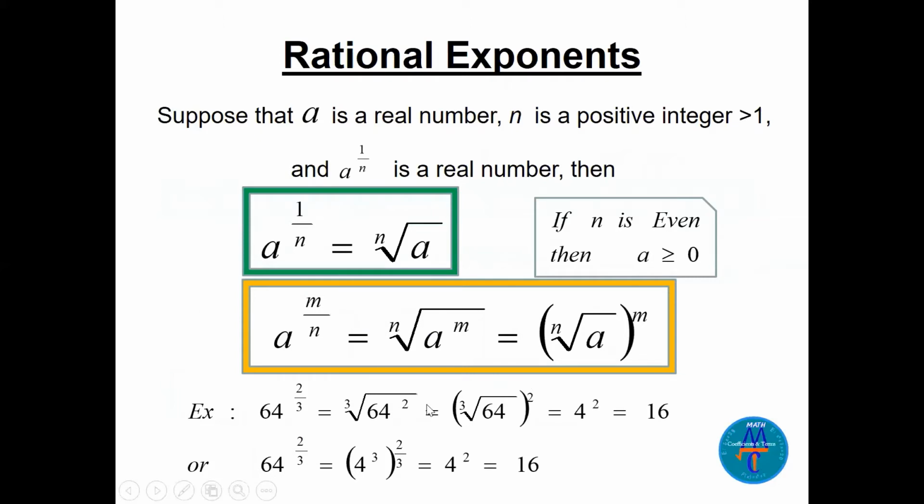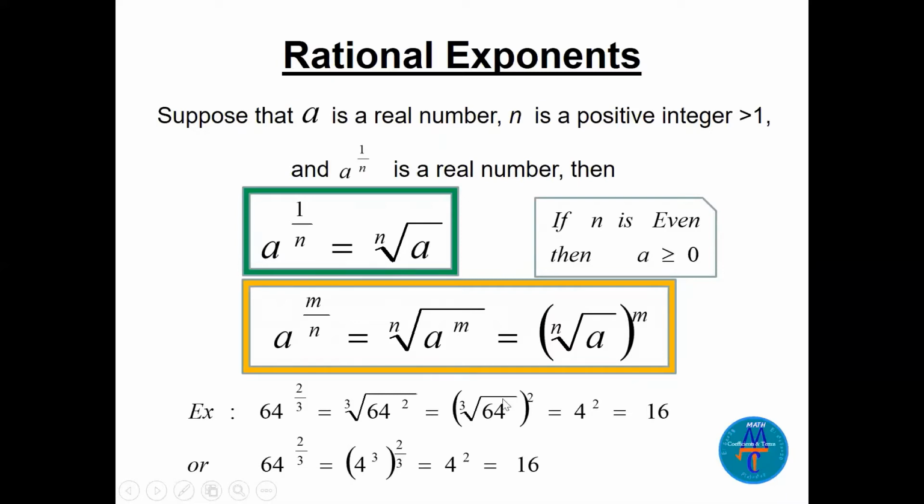Rational exponents. See, in the power here, we have 1 over n. In the power, rational means we have a fraction number here. So that's also radical. A to the power 1 over n is the nth root of A. Like A to the power half, square root of A. A to the power m over n, this is also radical. The number in the denominator here is the index. So nth root of A to the power m. Also this power m, you can leave it outside or you can leave it inside.